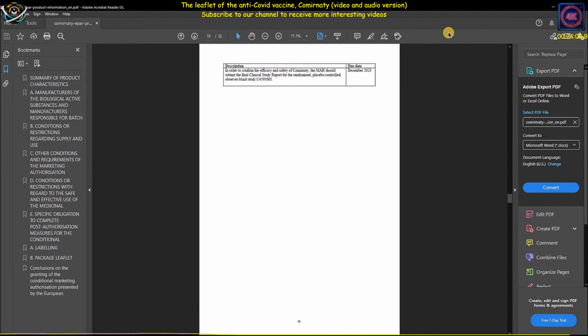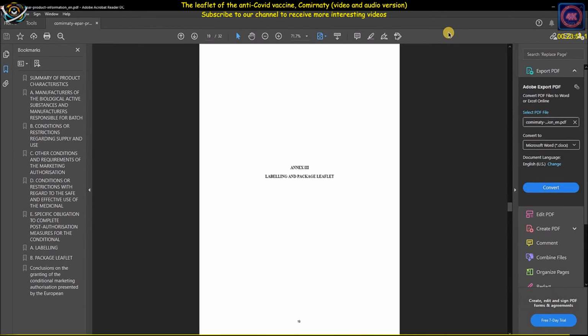Description, due date. In order to confirm the efficacy and safety of Comirnaty, the MAH should submit the final clinical study report for the randomized, placebo-controlled, observer-blind study C4591001. December 2023. Annex III.